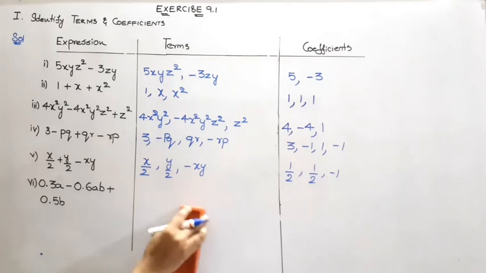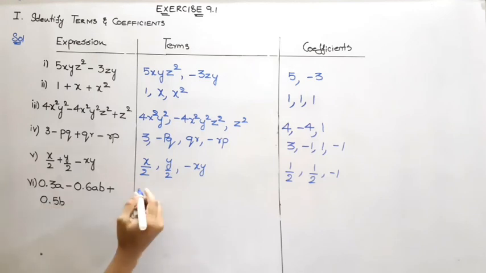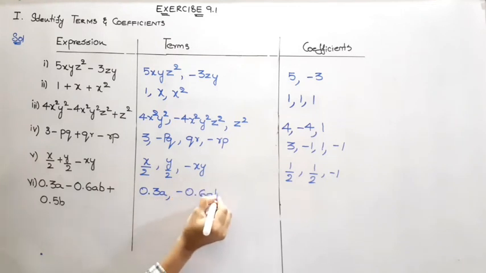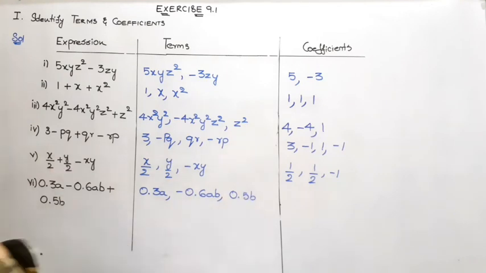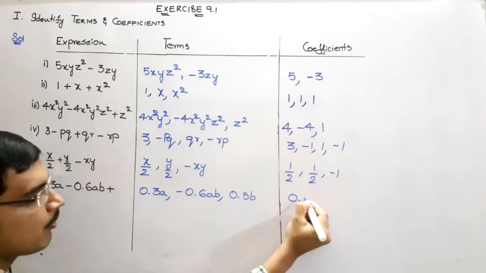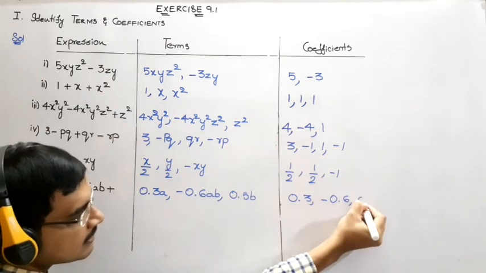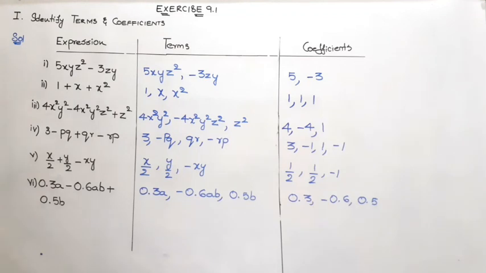Now, the last one, children, 0.3a minus 0.6ab plus 0.5b. So, 0.3a is the first term, minus 0.6ab is the second term, and 0.5b is the third term. Okay, so the coefficients are going to be 0.3, minus 0.6 and lastly 0.5. So hope you are quite clear with this, children.